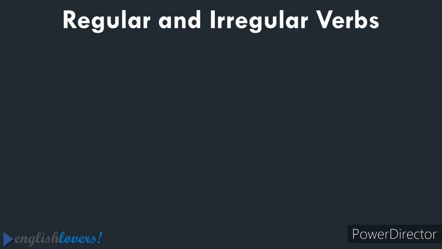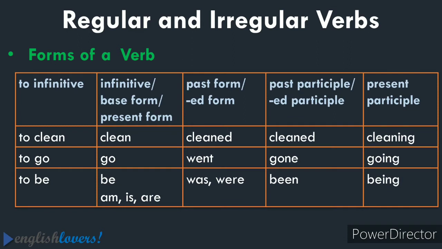There are different types of verbs, but here we are going to learn what is a regular verb and what are irregular verbs. Learning these verb forms is important because it helps to form the tenses, and tenses are very important when we speak or write a language. So first of all, we will see the forms of a verb. Any verb in the English language has these forms. So what are these forms of a verb?